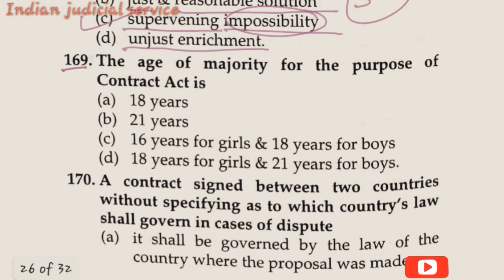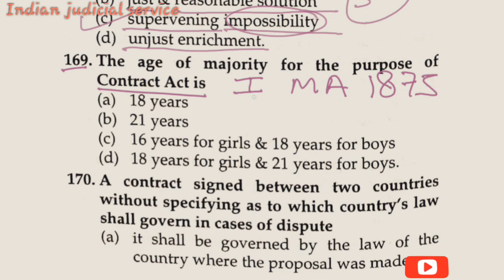Question number 169. The age of majority for the purpose of Contract Act is. So first of all, we're dealing with this in Indian law. The age of majority is determined by the Indian Majority Act, 1875, and the definition of majority is provided in section 3.